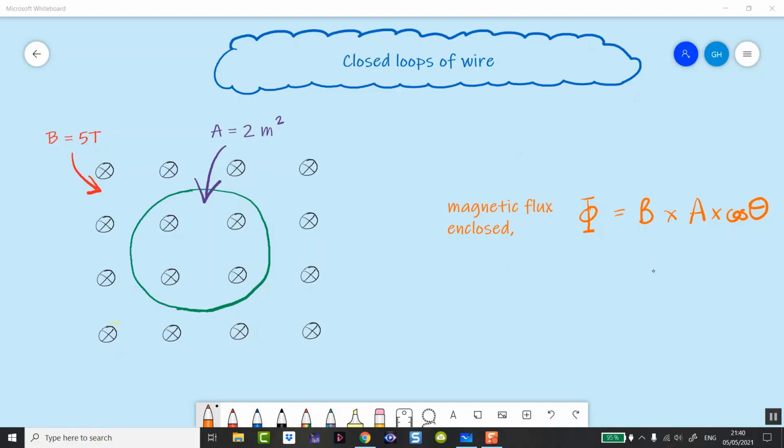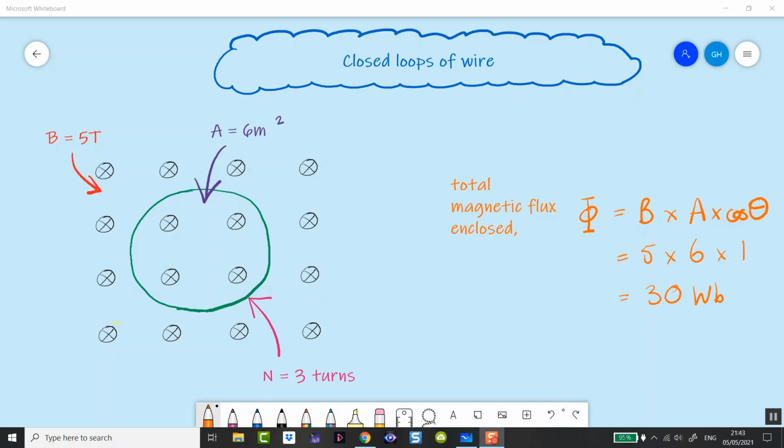If we had a coil of wire in a uniform magnetic field, we could ask, what's the magnetic flux inside this coil? Here's an example, and we can calculate using the values given, where here the coil is perpendicular to the field. Now, if we add more turns of wire to the coil, then as far as the wire is concerned, it's now enclosing more area. So let's say we made this coil have 3 turns. Then the area enclosed by the wire would effectively be 6 meters squared, and therefore the total magnetic flux inside the coil would be 30 Weber.